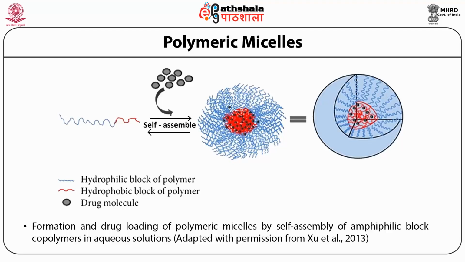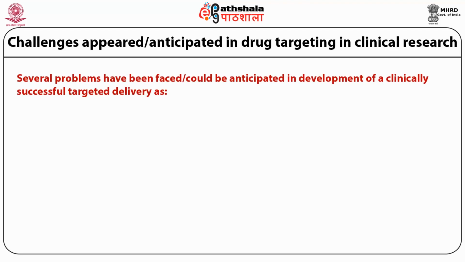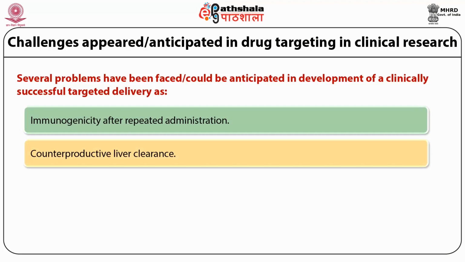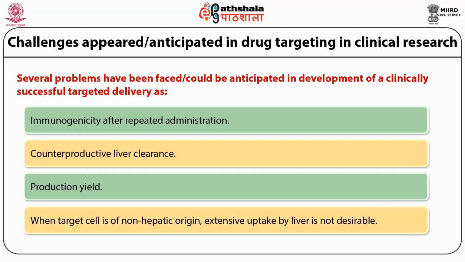We have discussed that there have been so many advantages of these nanocarrier systems, but it is not that easy to develop such type of material. There have been some problems that have been faced or could be anticipated in the development of clinically successful targeted delivery. That includes immunogenicity, then counterproductive liver clearance. Production yield is very important because many times you use very costly material but you get a very small yield finally. And where the target cell is of non-hepatic origin, extensive uptake by the liver is not desirable.